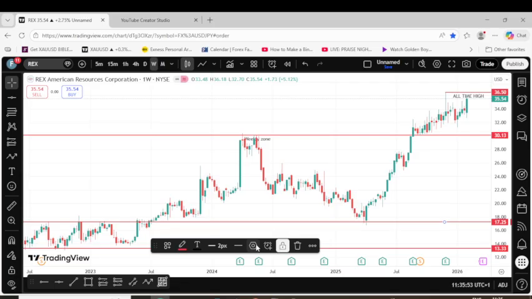Let's see if we can draw any trend lines. We can totally draw trend lines across like this. Let's make this black, and this will be our weekly trend line.